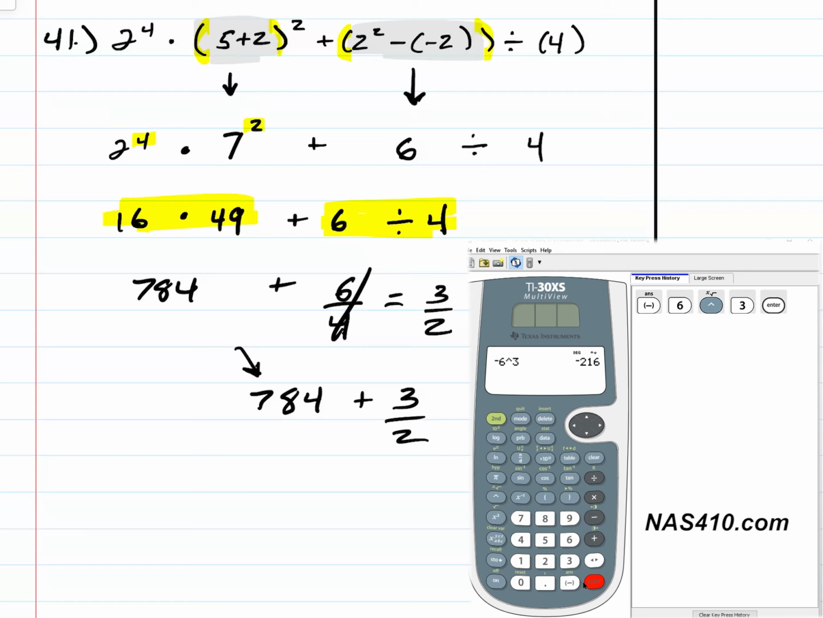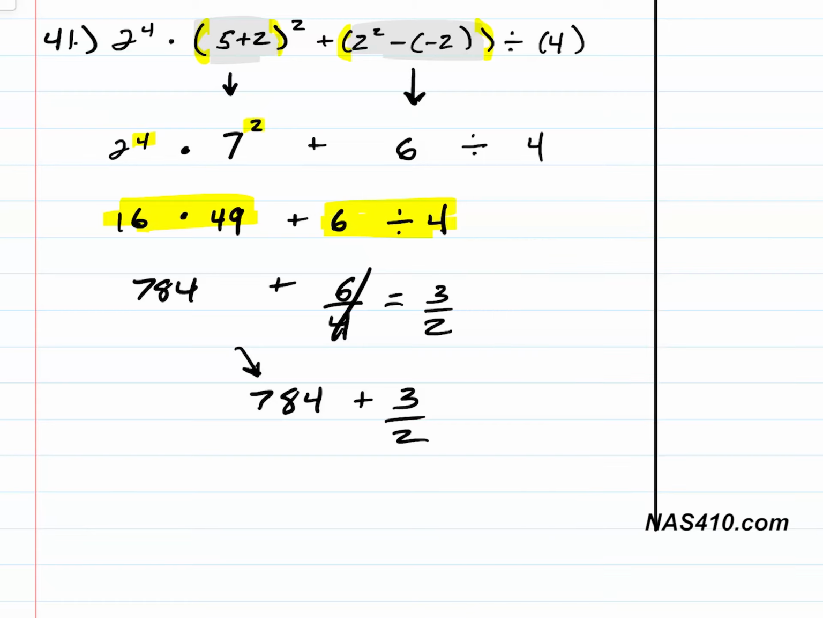And so I'm going to say I have 784 times 2 is 1568 over 2 plus 3 over 2. Okay, and that equals 1571 over 2. Okay, now if you put that in your calculator and you divide 1571 by 2, what you get is 785.5.